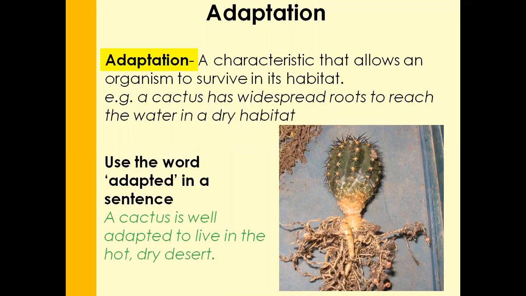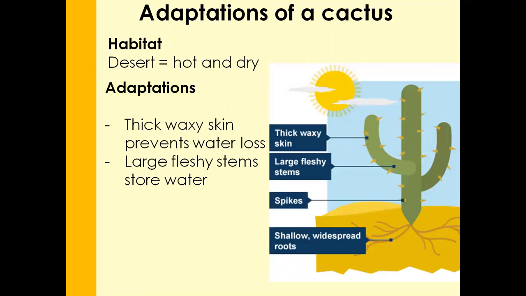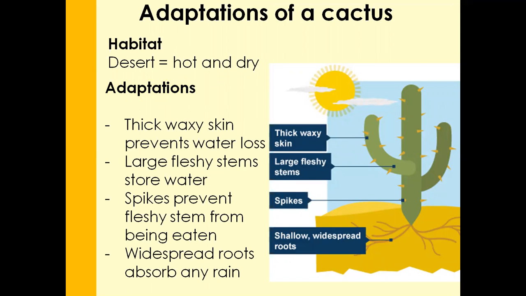There are no specific examples for adaptations, but we will go through some examples of plants and animals and see how they are adapted to their habitats. A well-adapted plant is cactus. They are found in very dry deserts.